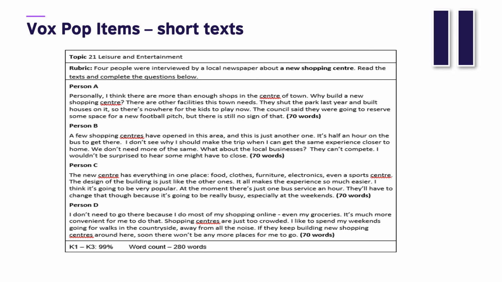Here we consider an example of a vox pop task, which are used in both reading and listening. This is taken from a Reading B1 item. There are 4 people who each express their opinion on the same topic, in this case, a new shopping centre, in the form of a paragraph. Although they share the same topic, each paragraph should be self-contained. That is to say, it should not make direct reference to comments made in another paragraph.